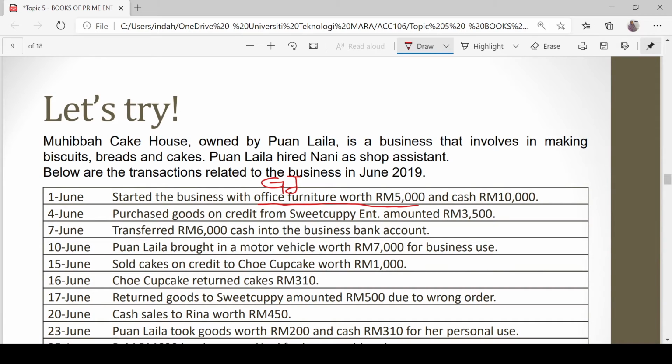What about the money received from the owner? Cash 10,000. Any cash transaction is to be recorded in either the cash receipt journal or the cash payment journal. This is money we receive, so we record it in the cash receipt journal.